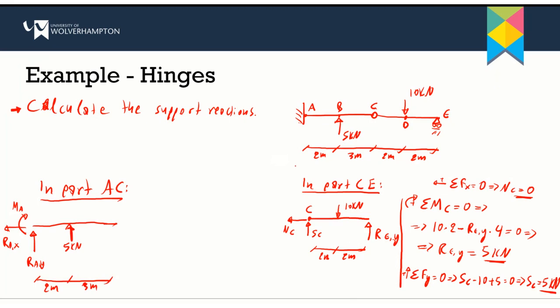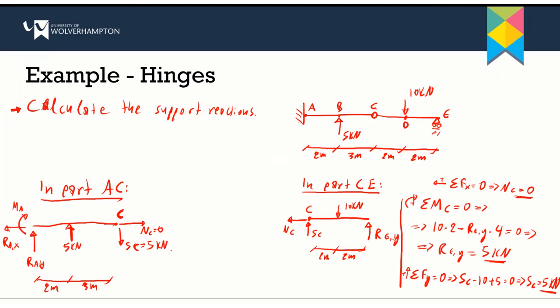And now, because it is a section, the internal forces I calculated at point C will also apply over here because it is still point C. So it is the same internal forces, but they will have the opposite direction because now I have removed the right part instead of the left part. So this will be NC, that is zero. This will be SC, which is 5 kilonewtons. And of course, we have the moment, which is zero.